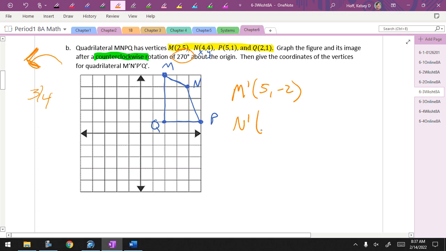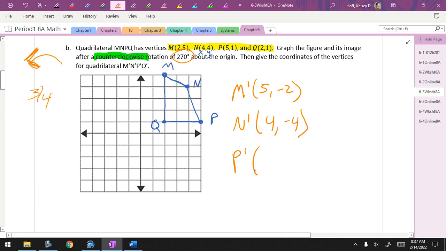N. Careful. Which way do you want to go, right or left first? I'm trying to get to here. So if I go to the right, is that positive or negative? So +4, and then are you going up or down? Down, which would be a -4. Very good. (4, -4).